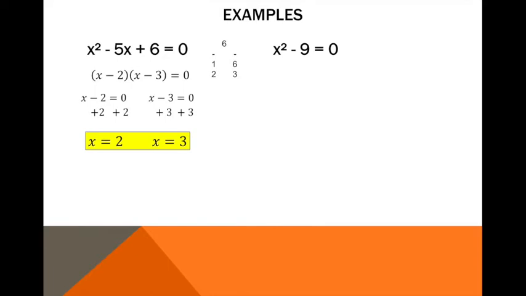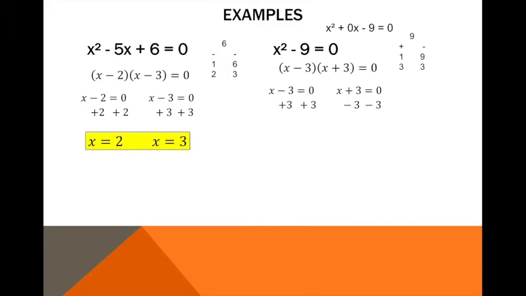Okay, for this next one, it's a binomial, so remember that this is basically like x squared plus 0x minus 9. So I need to find two numbers that multiply together to equal negative 9, but add together to equal 0. So 3 and negative 3. So x minus 3 and x plus 3. Set each equal to 0 and solve. So x equals 3 and x equals negative 3.